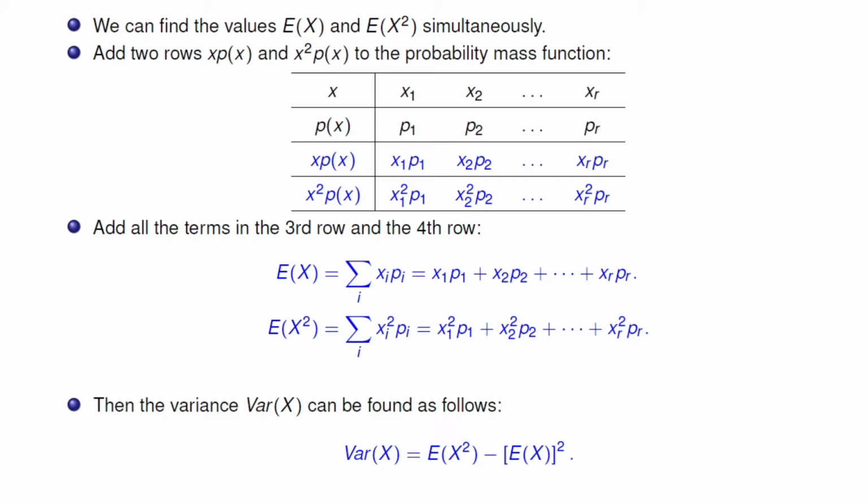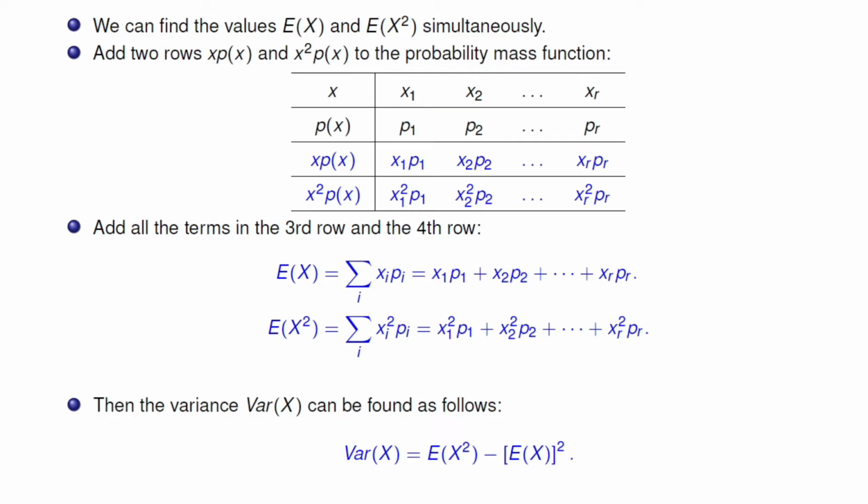All right, that's how we can find the variance of a discrete random variable. It is just that easy. Add two rows, find the expectation of x and the expectation of the square of x, and using this equation, the variance of x equals the expectation of the square minus the square of the expectation. Got it? All right.